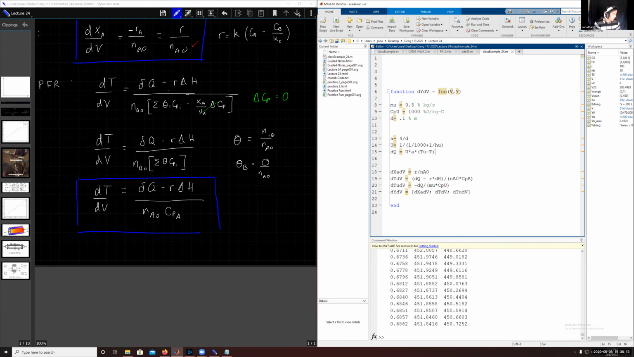Next thing to do is define the variables in the other expression. So for our material balance, we need to define R. In this case, R is equal to K times CA minus CB divided by KC. And that requires us to define CA is equal to CA naught times 1 minus XA, and CA naught in this case is equal to NA naught times tau divided by V.